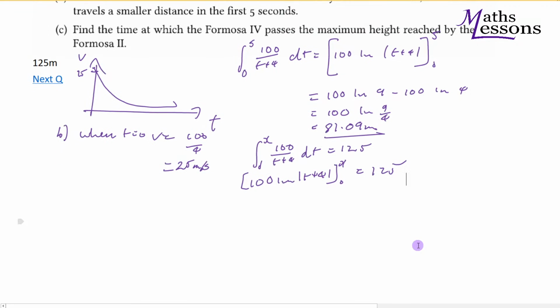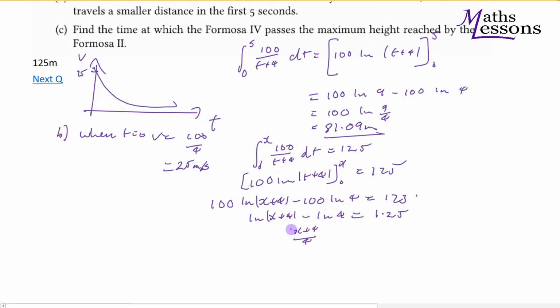Give myself a bit more space. So when we put the limits in, 100 natural log of x plus 4 minus 100 natural log of 4 equals 125. And we can divide that by 100, so we don't see too much working in one go. And you get 1.25, and then we combine these two to get natural log of x plus 4 over 4 equals 1.25.